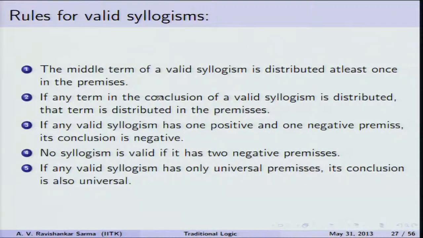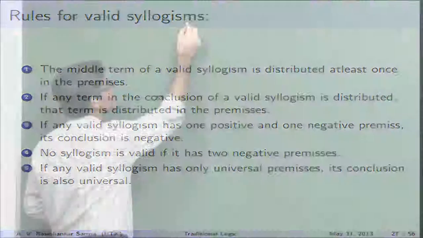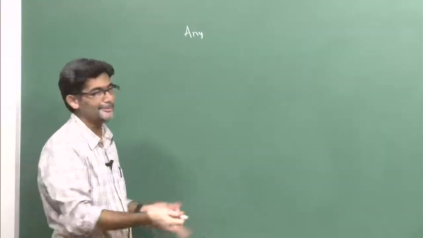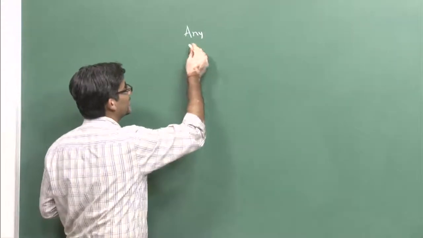We talked about distribution in greater detail in the last few classes. But if you want to remember it using a mnemonic, there is one which is widely used in most logic textbooks, that is: Any student earning B's is not on probation. This is the one we need to remember. If you can remember this one, we will come to know which term is distributed in what kind of categorical proposition.